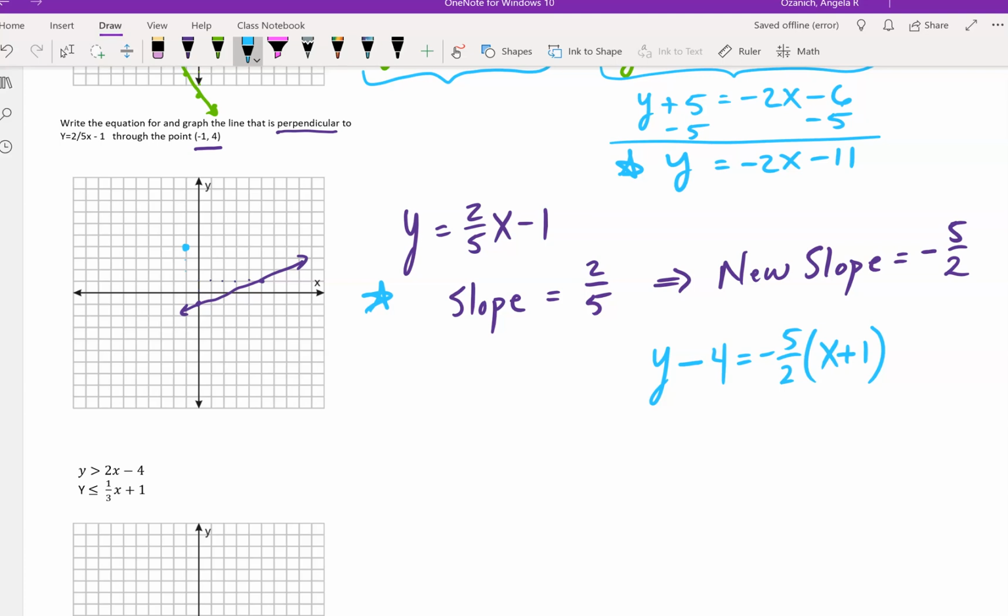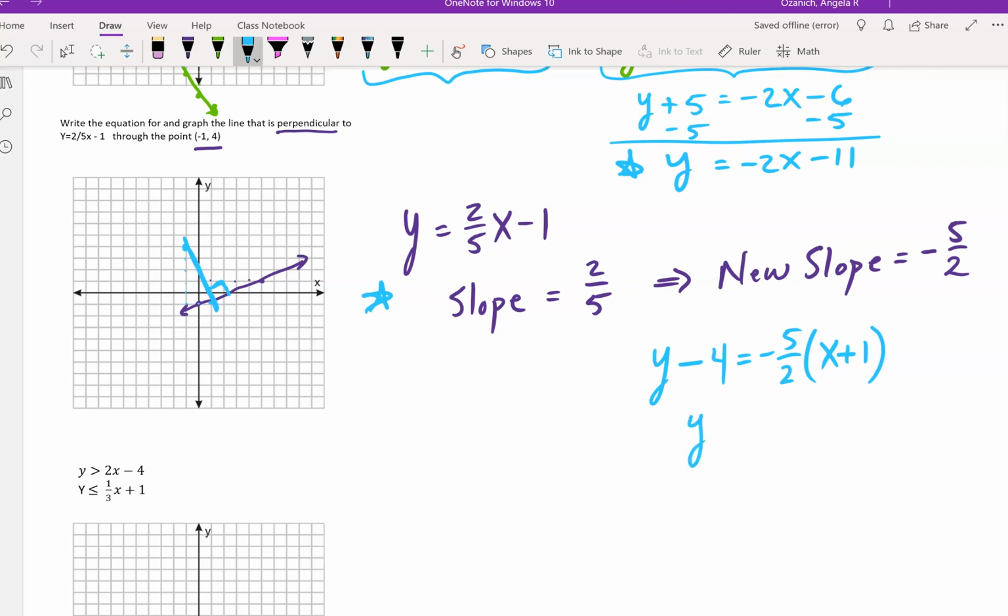No worries there. Let's see if drawing this line makes it look perpendicular. Let's see, negative 5/2 from this point: down 5, right 2. And here is my line that is perpendicular to that purple line. In fact, it does look pretty good there, and we know they're perpendicular because of their slopes.